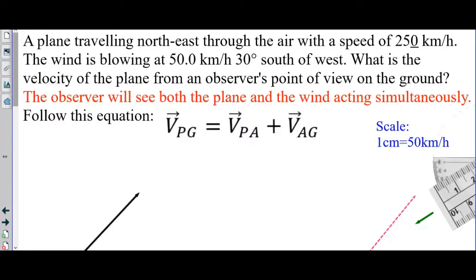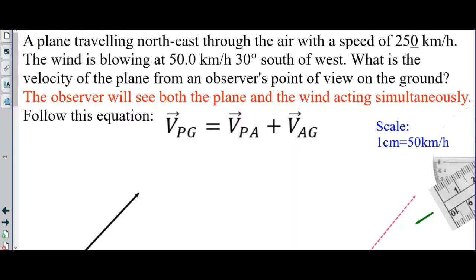This plane is traveling northeast through the air with an airspeed of 250 kilometers per hour. The wind is blowing 50 kilometers an hour, 30 degrees south of west. What is the velocity of the plane from an observer's point of view on the ground? The observer will see both the plane and the wind acting simultaneously.